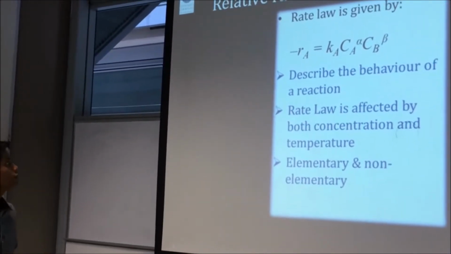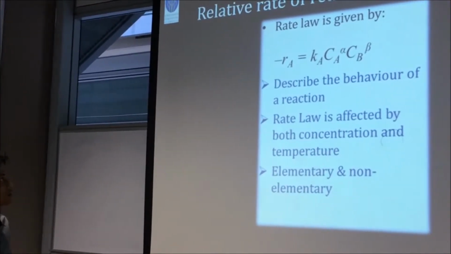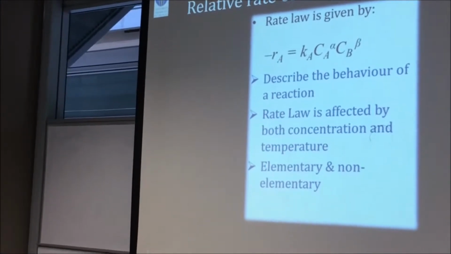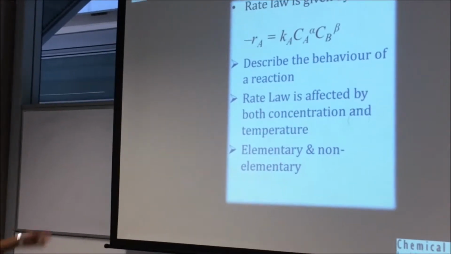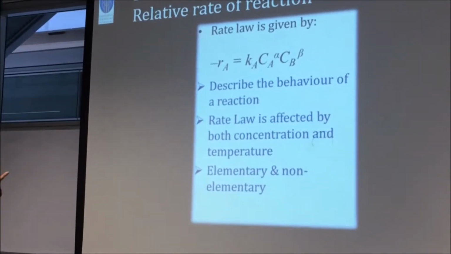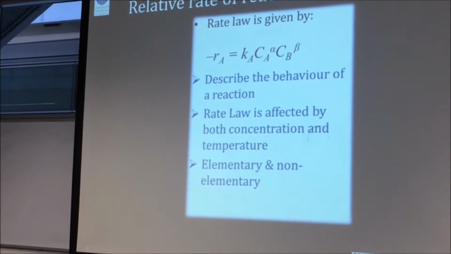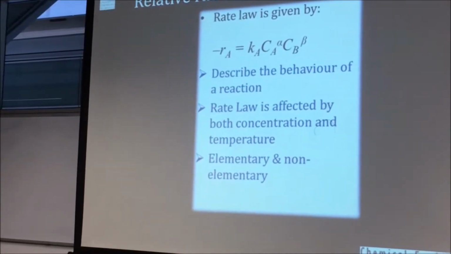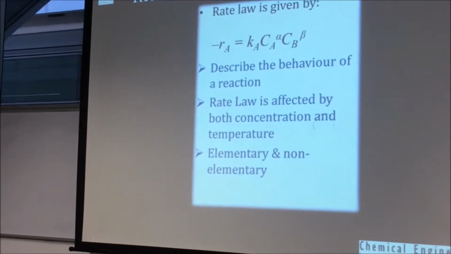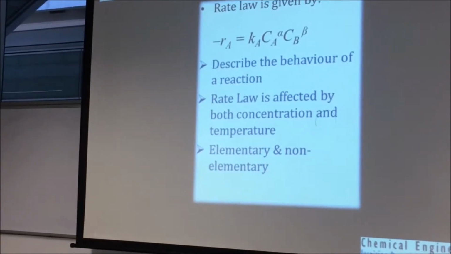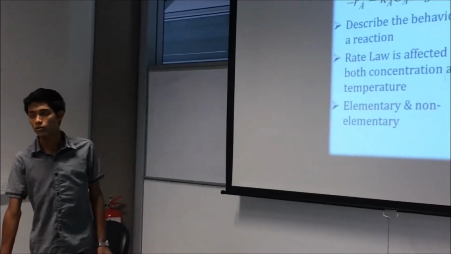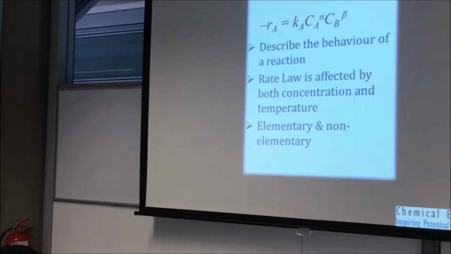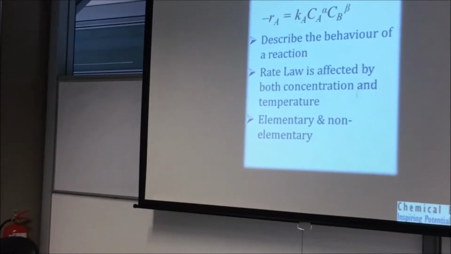The rate law equation is given by negative RA equals to KA CA to the power of alpha and CB to the power of beta. Negative RA is the rate law, K is the coefficient, C is the concentration, alpha and beta is the order of reaction. Okay, I'm gonna explain this later. Basically, rate law can be divided into two parts, elementary and non-elementary.